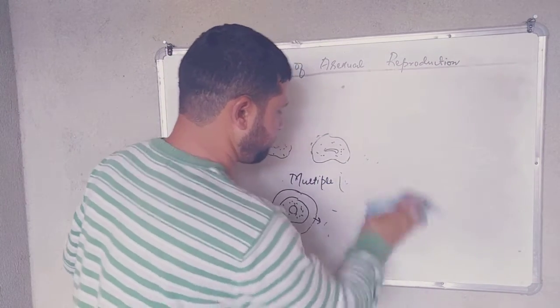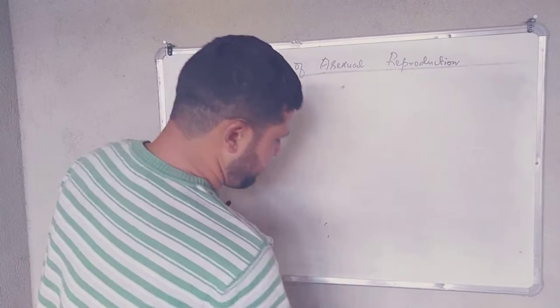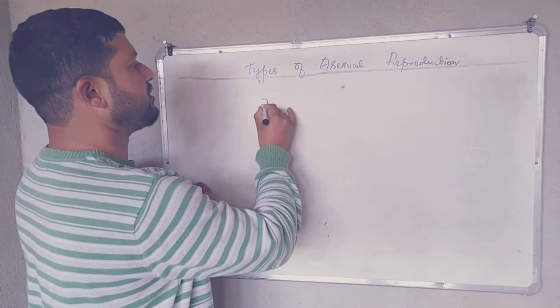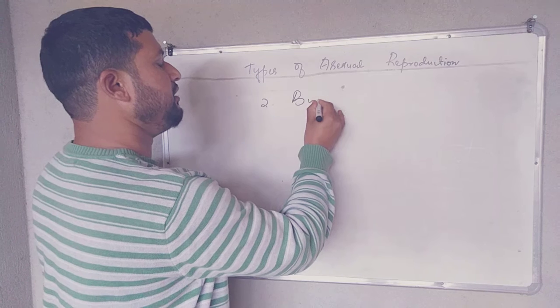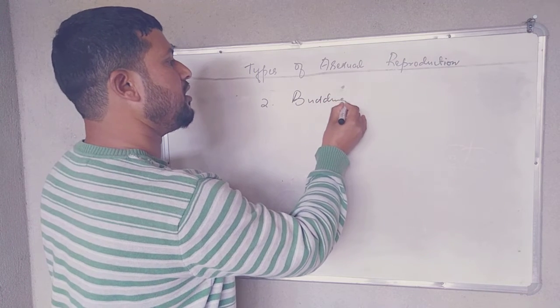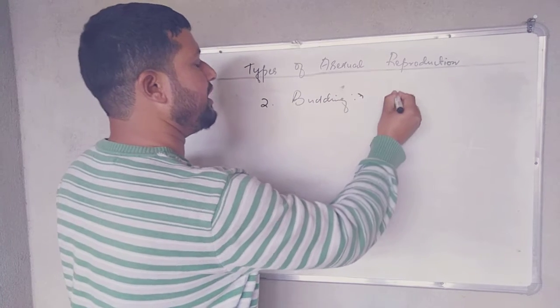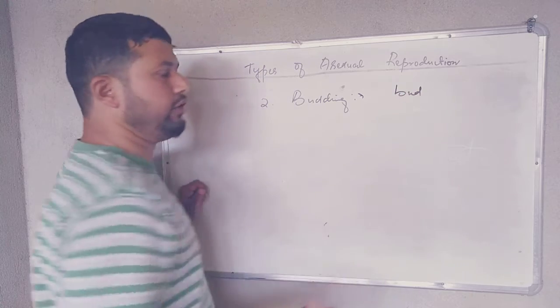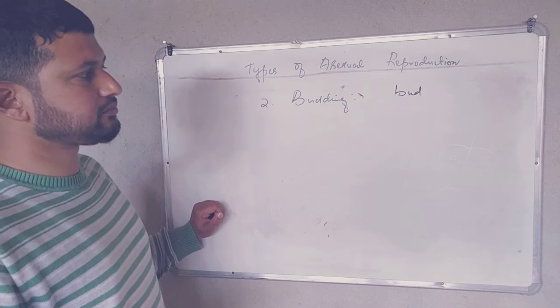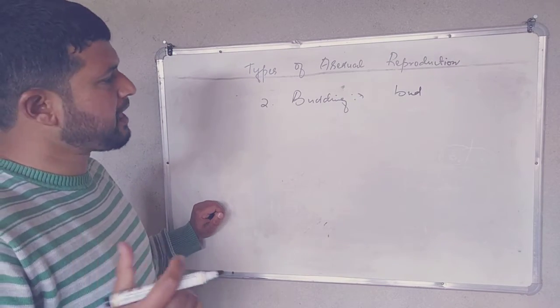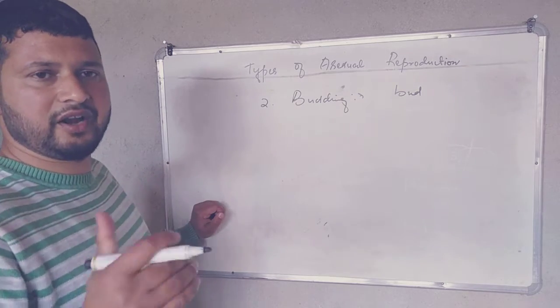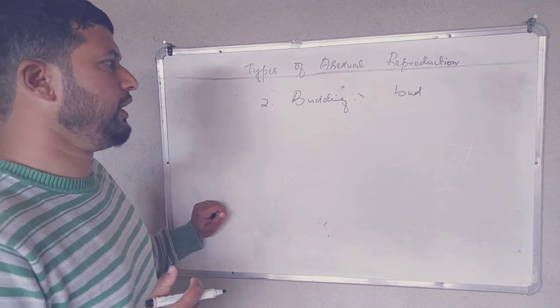There is one more type of asexual reproduction, that's budding. It's that type of asexual reproduction in which a small outgrowth called a bud develops on the body of the organism, which then detaches from it and grows into a new individual.